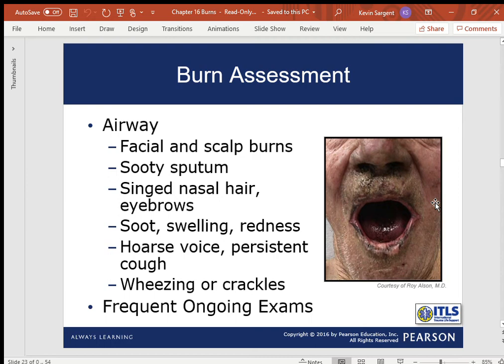So this person here, you can give them humidified oxygen. These patients need to be intubated rapidly or they may lose their airway, and the next line of treatment would be doing a needle or surgical cricothyrotomy on this person. If you're going to intubate someone who has suspected airway burns, you need to do it early.